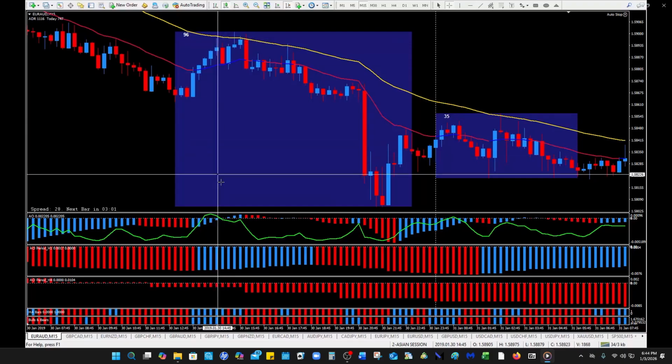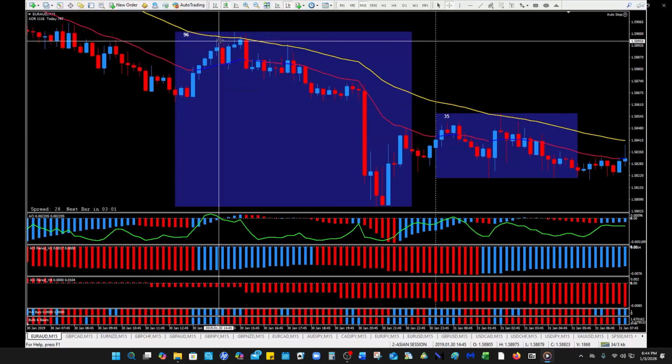Because look at the green line down at the bottom. It's starting to go down. So the most that went against you right there was 4 pips, not a big deal. So you could have taken a trade here.